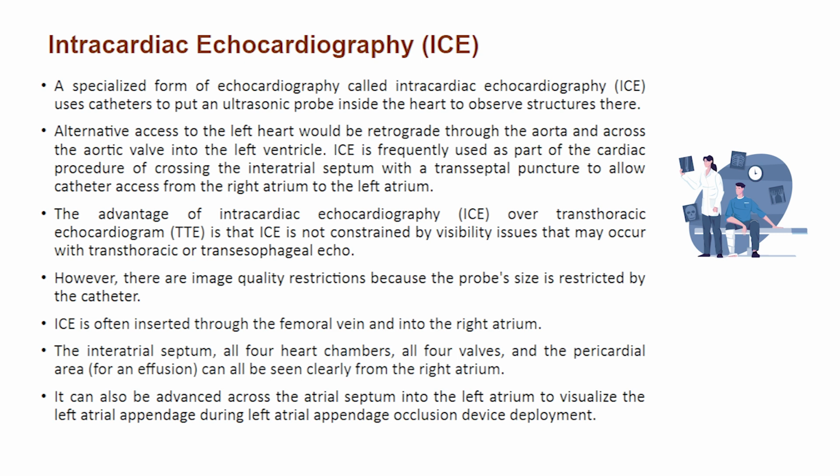ICE is often inserted through the femoral vein and into the right atrium. The interatrial septum, all 4 heart chambers, all 4 valves and the pericardial area for an effusion can all be seen clearly from the right atrium. It can also be advanced across the atrial septum into the left atrium to visualize the left atrial appendage during left atrial appendage occlusion device deployment.